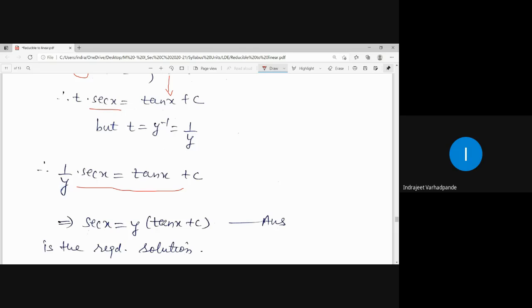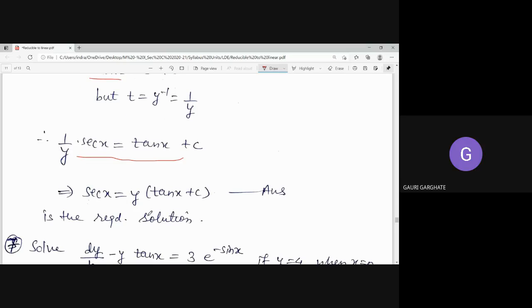Integral or fractional, anything works. Y to the power 1/2 was a fractional power. Clear? Fine. This solution is written.